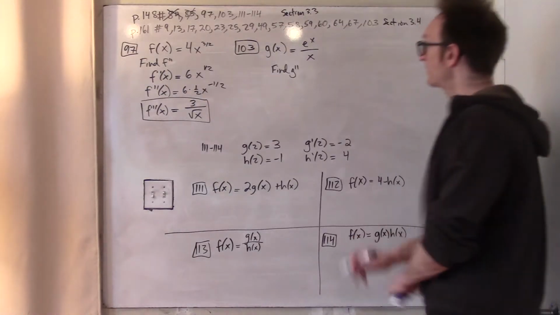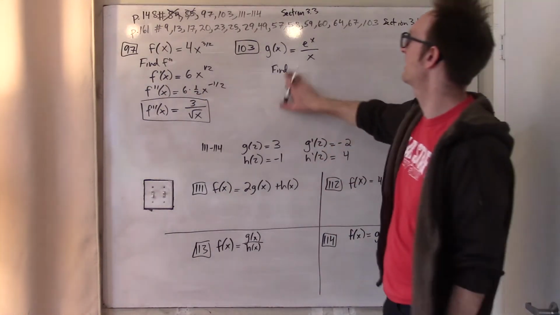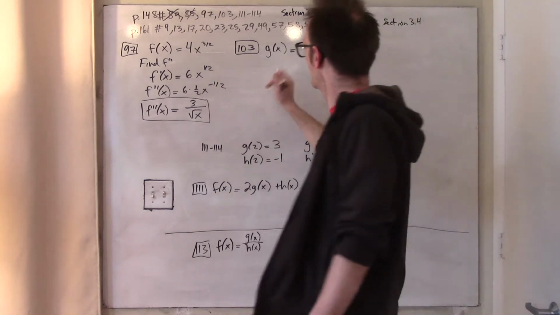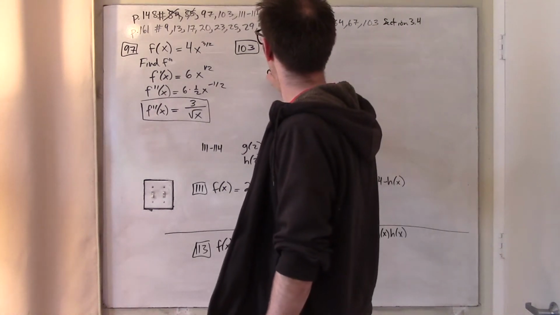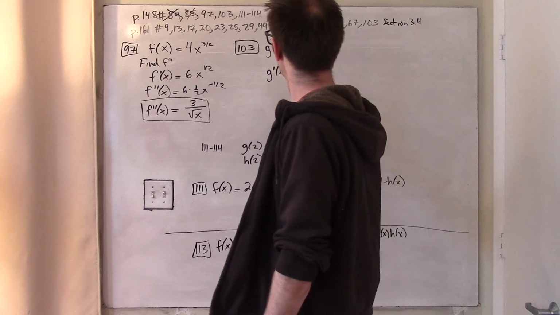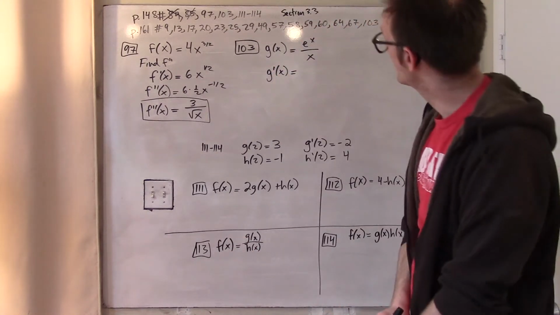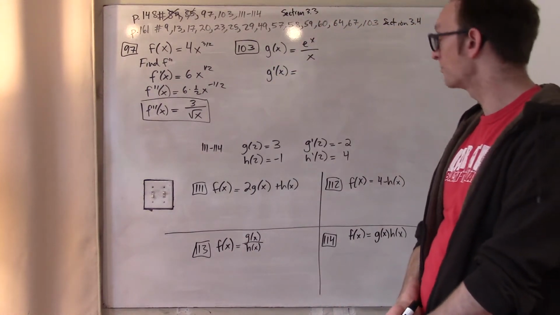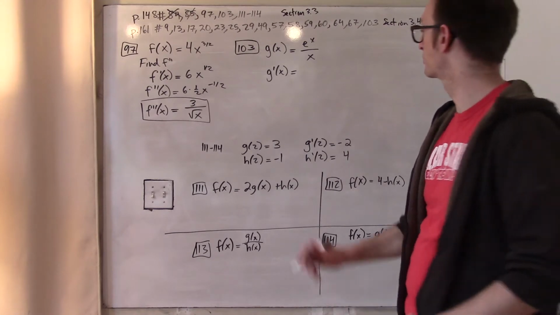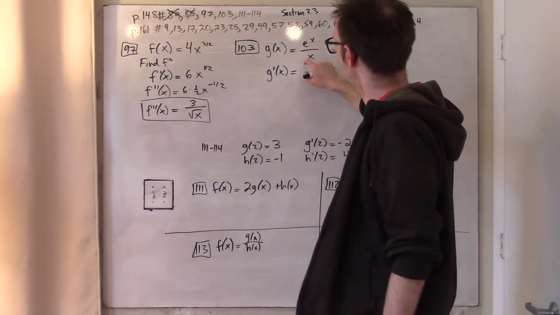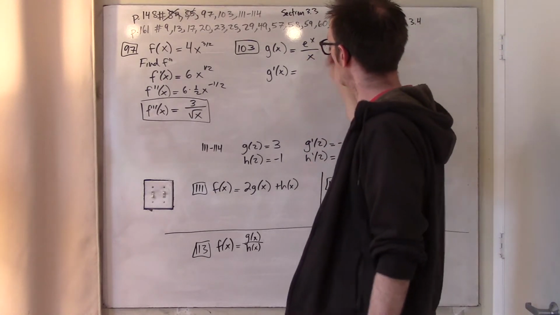This one, 103, someone said that they had some trouble with. Again, the directions are the same, so just find the second derivative. So, well, you just got to do it. There's no shortcut really. I will use the quotient rule. The derivative of e to the x over x. Okay, so it's the quotient rule.